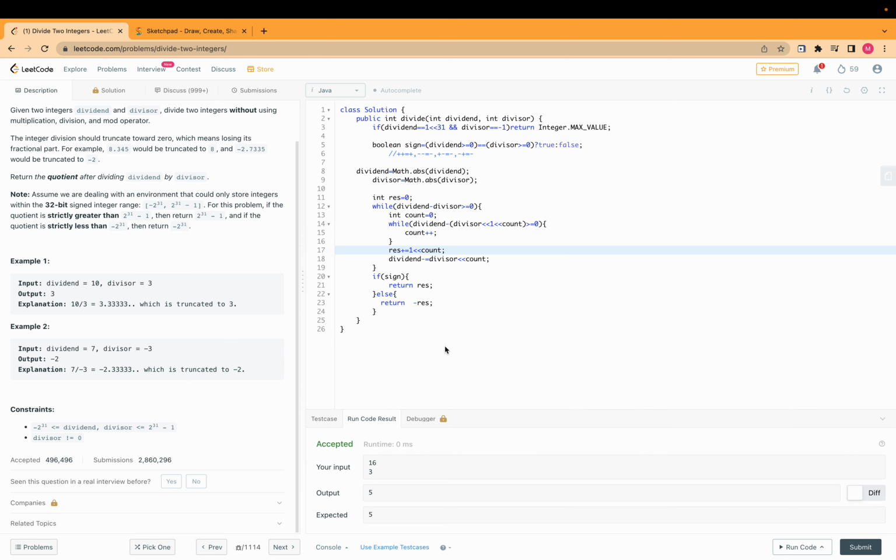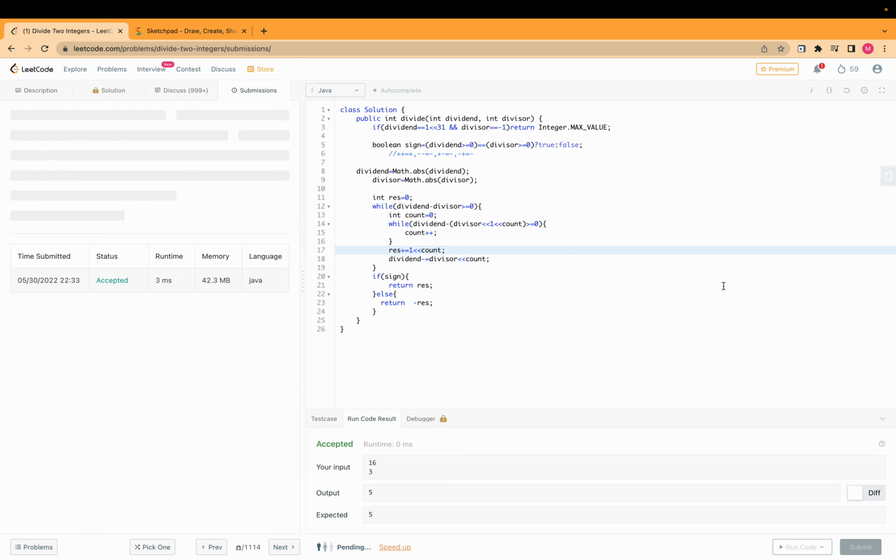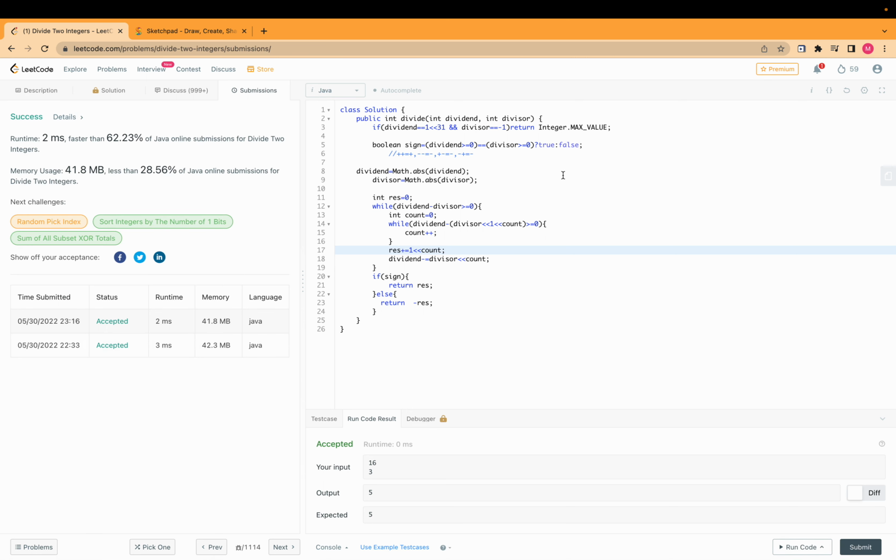Okay, so the time complexity is log n squared for this solution, and the space complexity is constant. Let's submit it. We are done.